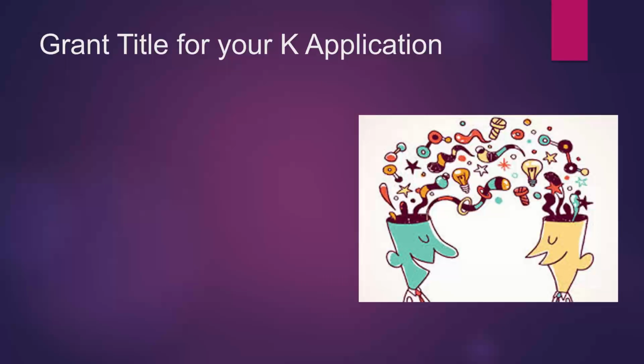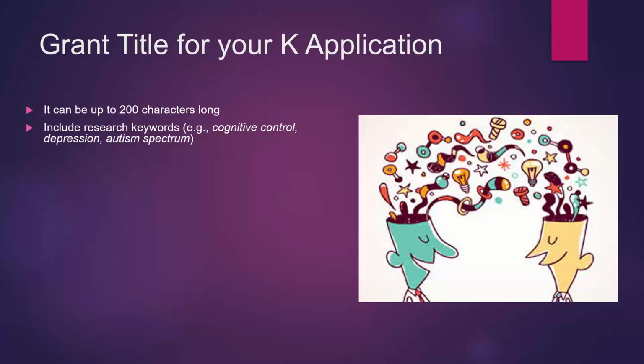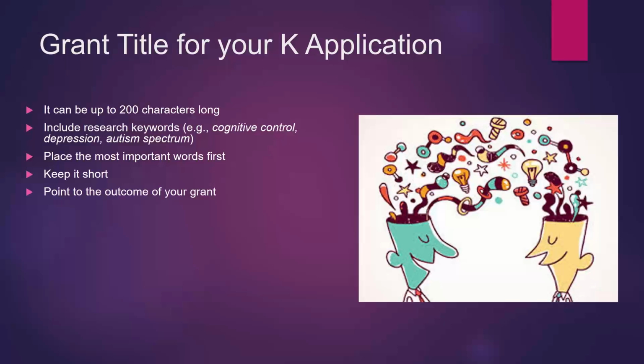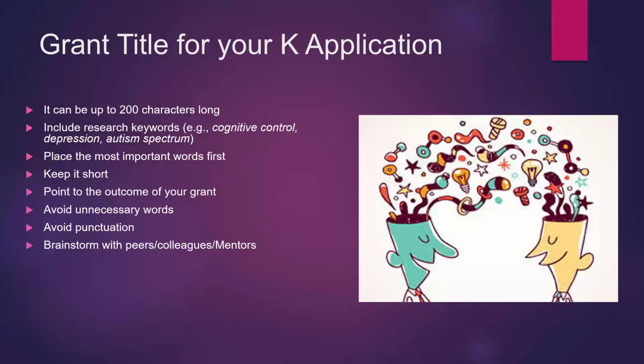First, though, time to think of a grant title for your K application if you haven't yet. It can be up to 200 characters long, and you can include research keywords like cognitive control, depression, autism spectrum disorder. Place the most important words first. Keep it short. Point to the outcome of whatever your grant is that you're studying. Avoid unnecessary words. Avoid punctuation, including semicolons. And brainstorm ideas with peers, colleagues, and mentors.